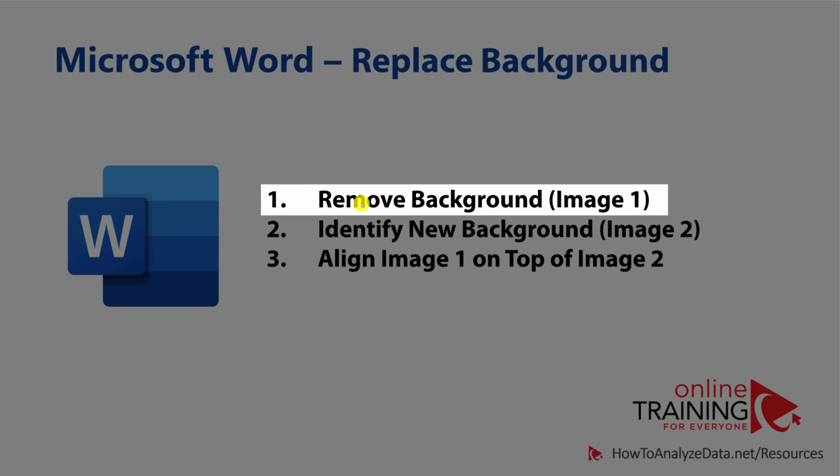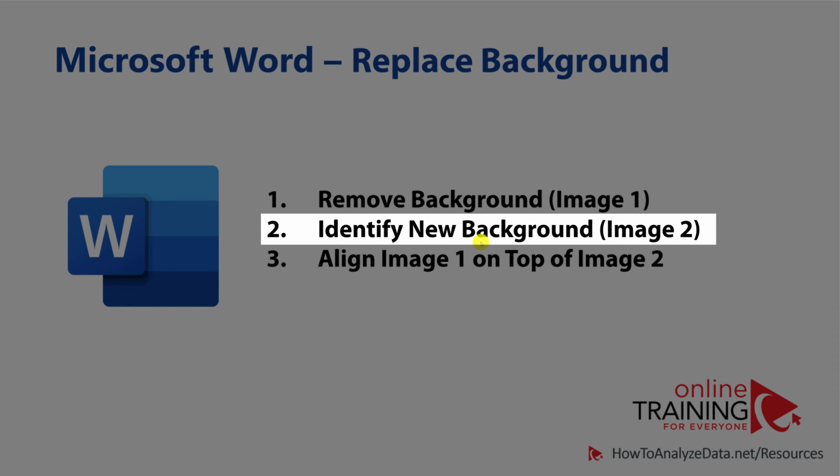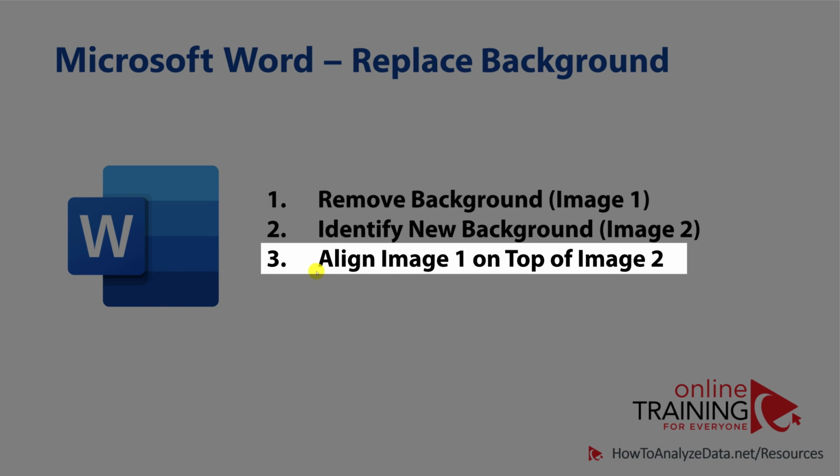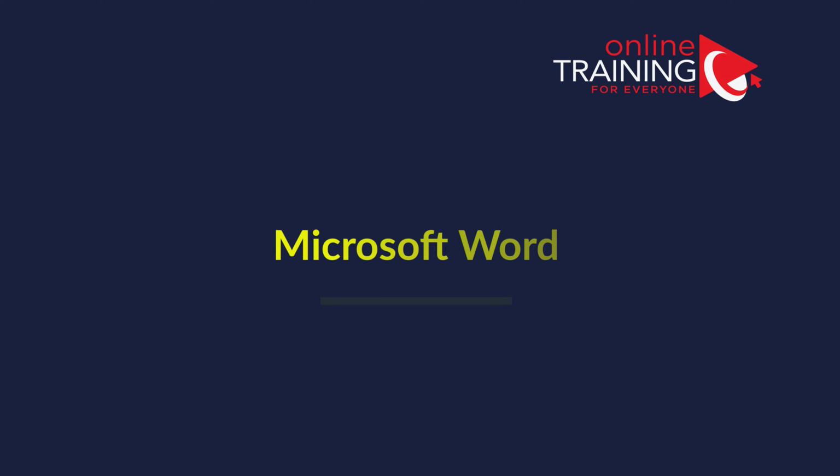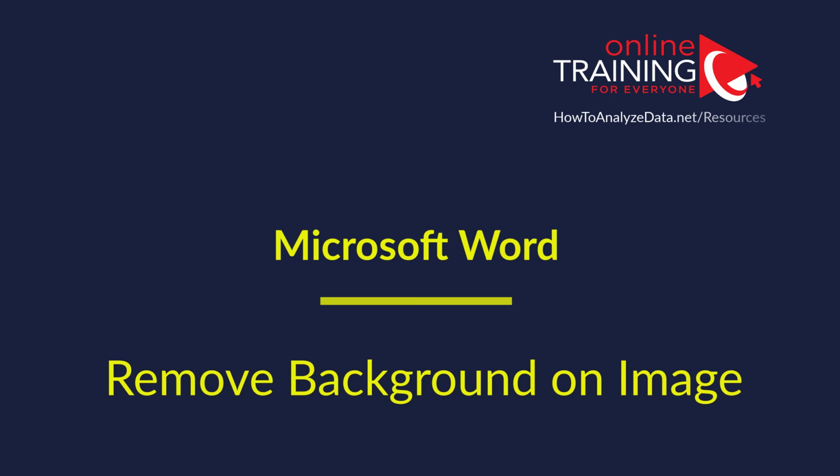First, we need to remove the background on the image 1. Second, we need to identify the new background, which is image 2, which we already did. And as a third step, we need to align image 1 and put it on top of the image 2. Let's start by removing the background from the picture.